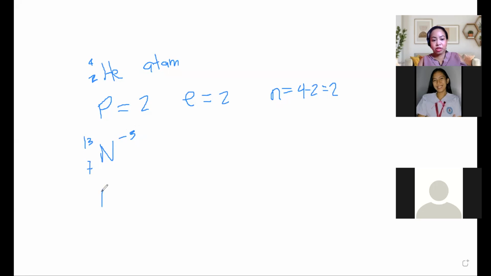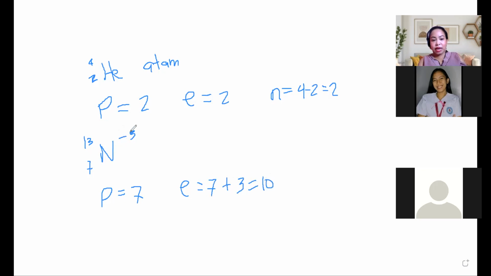So how many protons are there? 7, ma'am. How many electrons are there? 6? Electrons, ma'am, 10. We already have 7 because the number of electrons here equals the protons, 7. But it has a negative 3, so it means it has three extra. So there are 10 electrons.